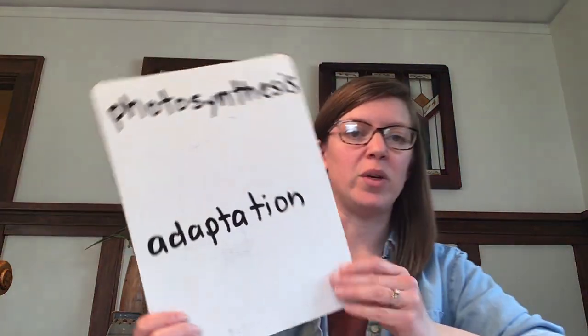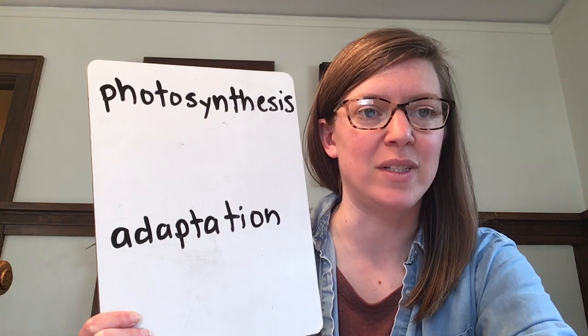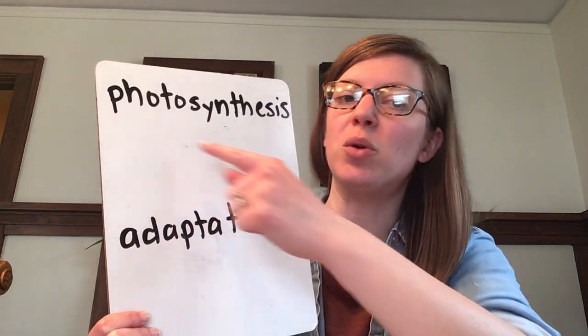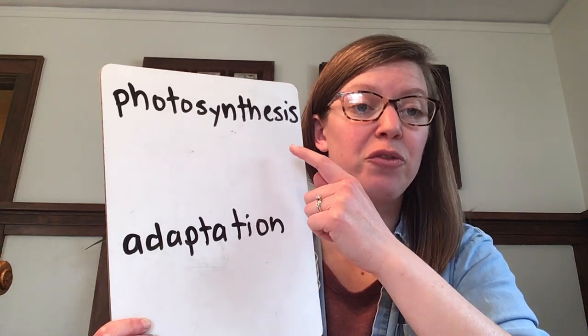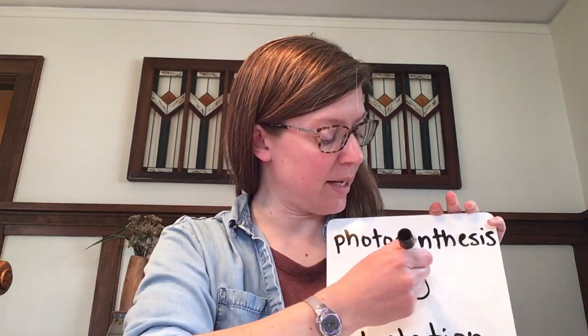So the first word I want to remind you of is photosynthesis. If you remember from our lessons in the rainforest, you know that plants use photosynthesis to make their food. And one very important ingredient in a plant's ability to do photosynthesis is sunlight.